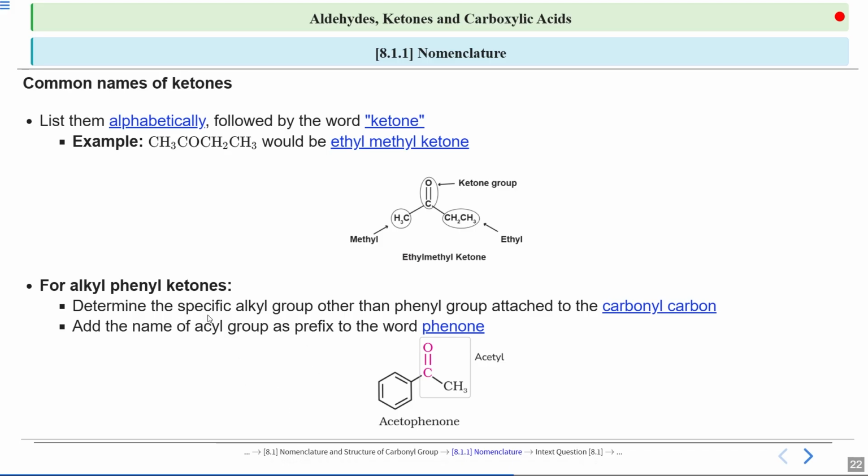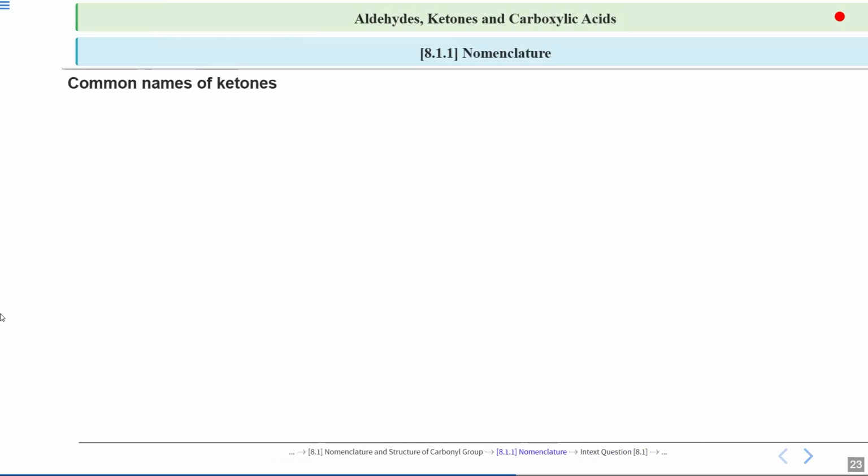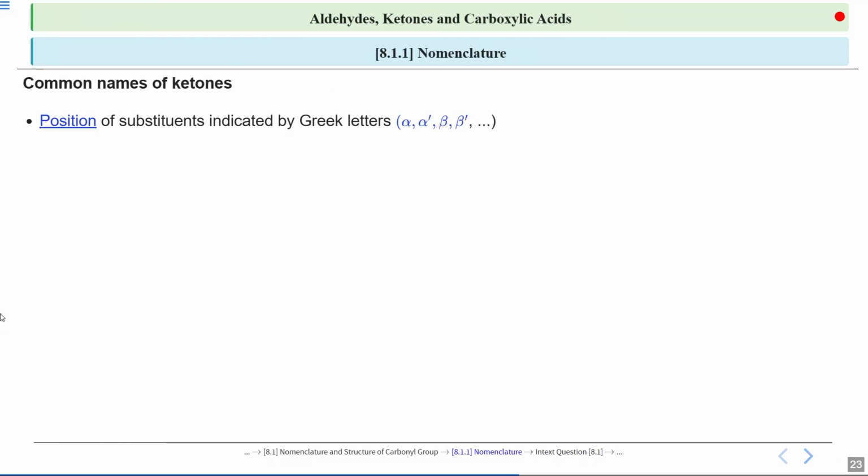First you write the name of the acyl group and the suffix which we use is phenone. So this is acetophenone. If we talk about the positions of substituents, they are again indicated by the Greek letters: alpha, alpha dash, beta or beta dash. The carbon atom which is next to the carbonyl group is indicated as alpha or alpha dash.